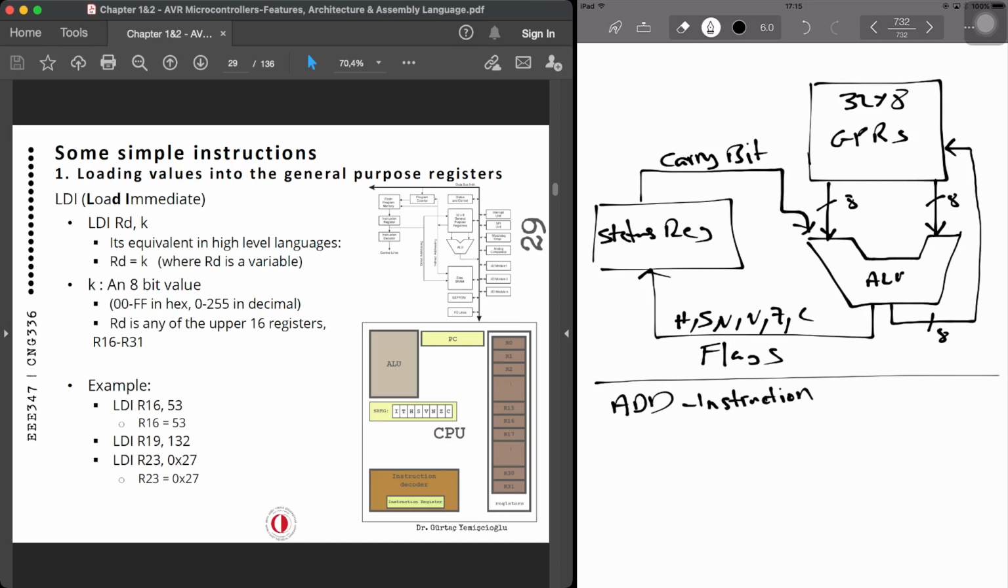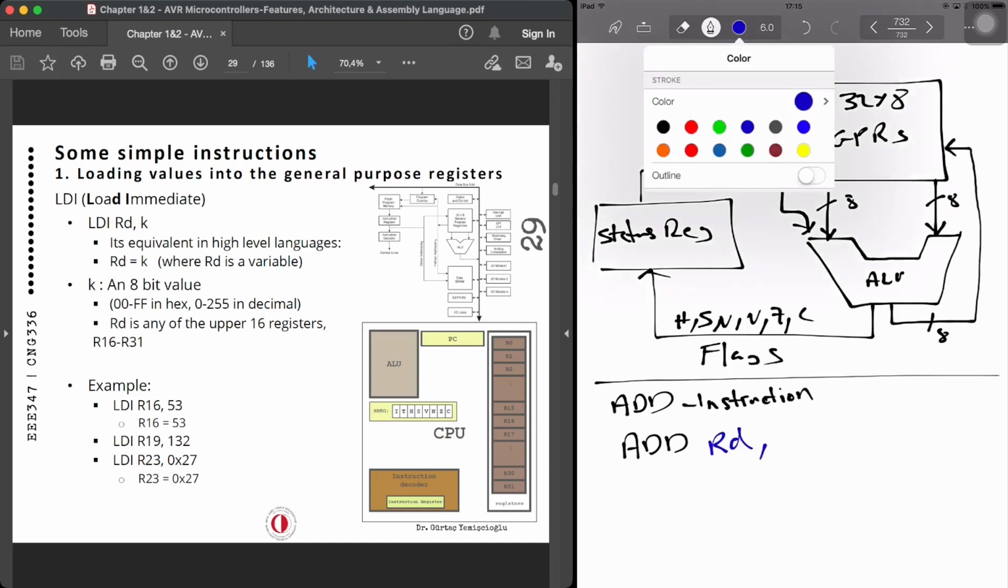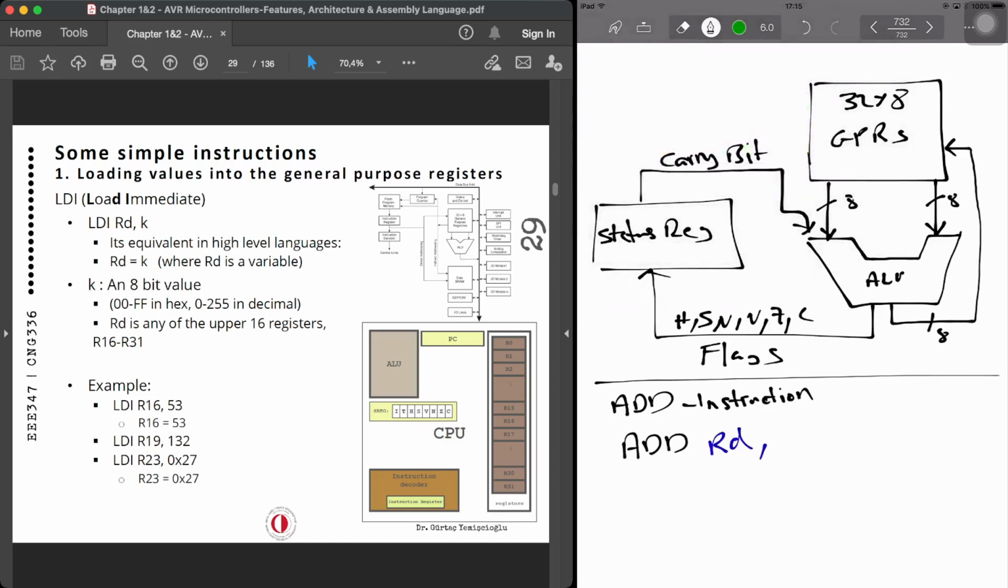This is a typical operation that we perform. Now, the add instruction has got add, again, a destination register, and also another GPR register that we perform the operation on. So how do we read this? We read it as add RR to RD and store the result in RD. Okay, so RR is added to the RD and the result will be stored in there.